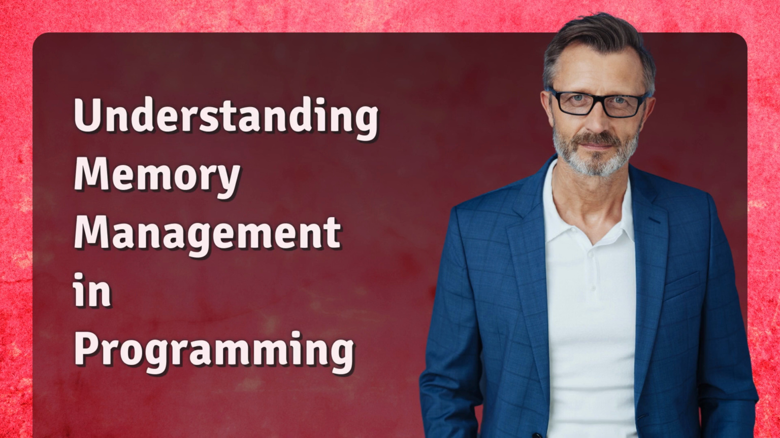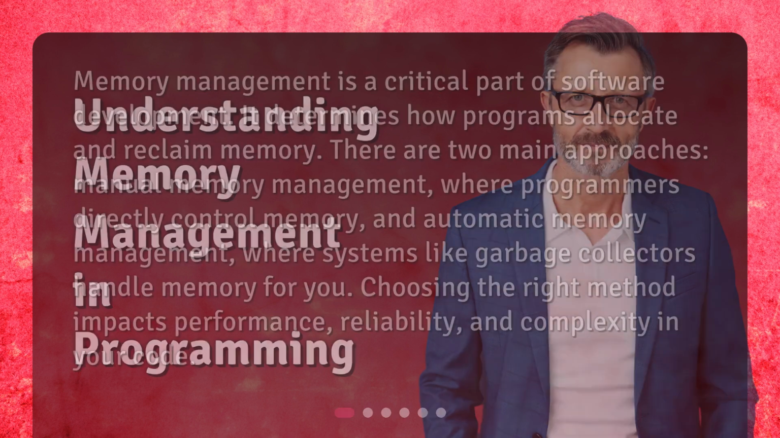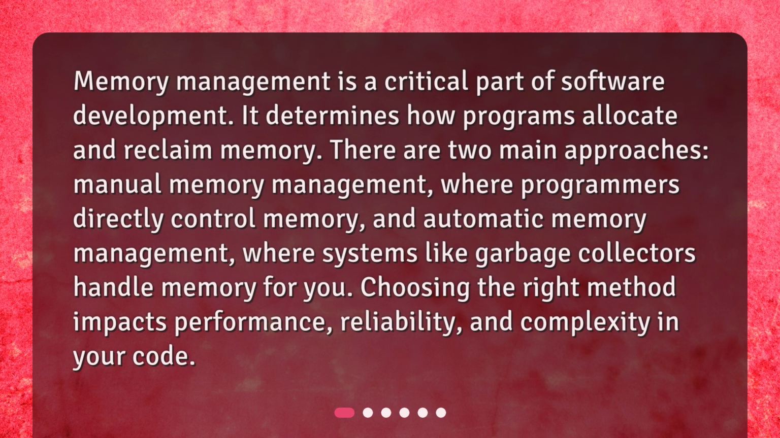Understanding memory management in programming. Memory management is a critical part of software development. It determines how programs allocate and reclaim memory. There are two main approaches: manual memory management, where programmers directly control memory, and automatic memory management, where systems like garbage collectors handle memory for you. Choosing the right method impacts performance, reliability, and complexity in your code.